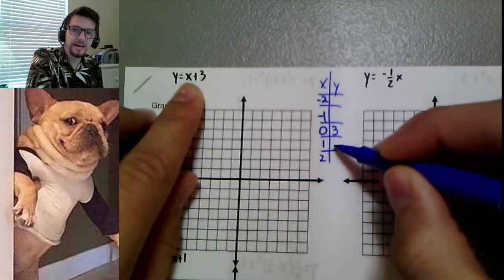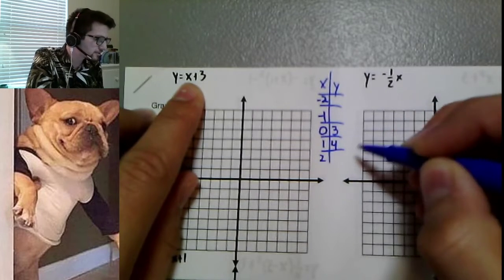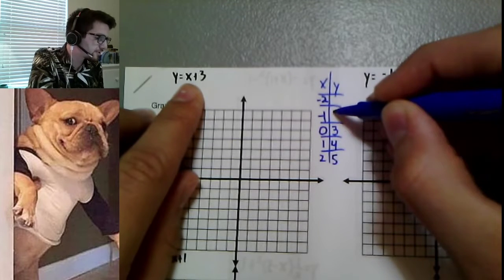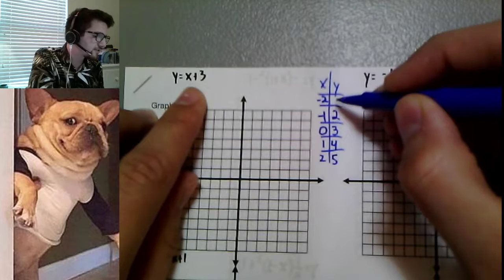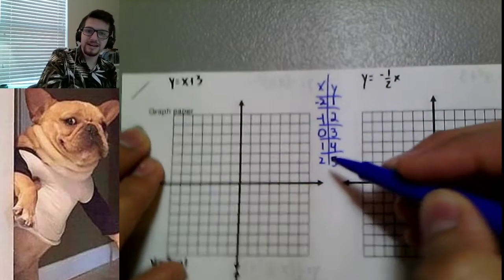So what's y equals 1 plus 3? 4. What's y equals 2 plus 3? 5. What's y equals -1 plus 3? 2. And what's y equals -2 plus 3? 1. So these are my 5 points, and now I graph them.